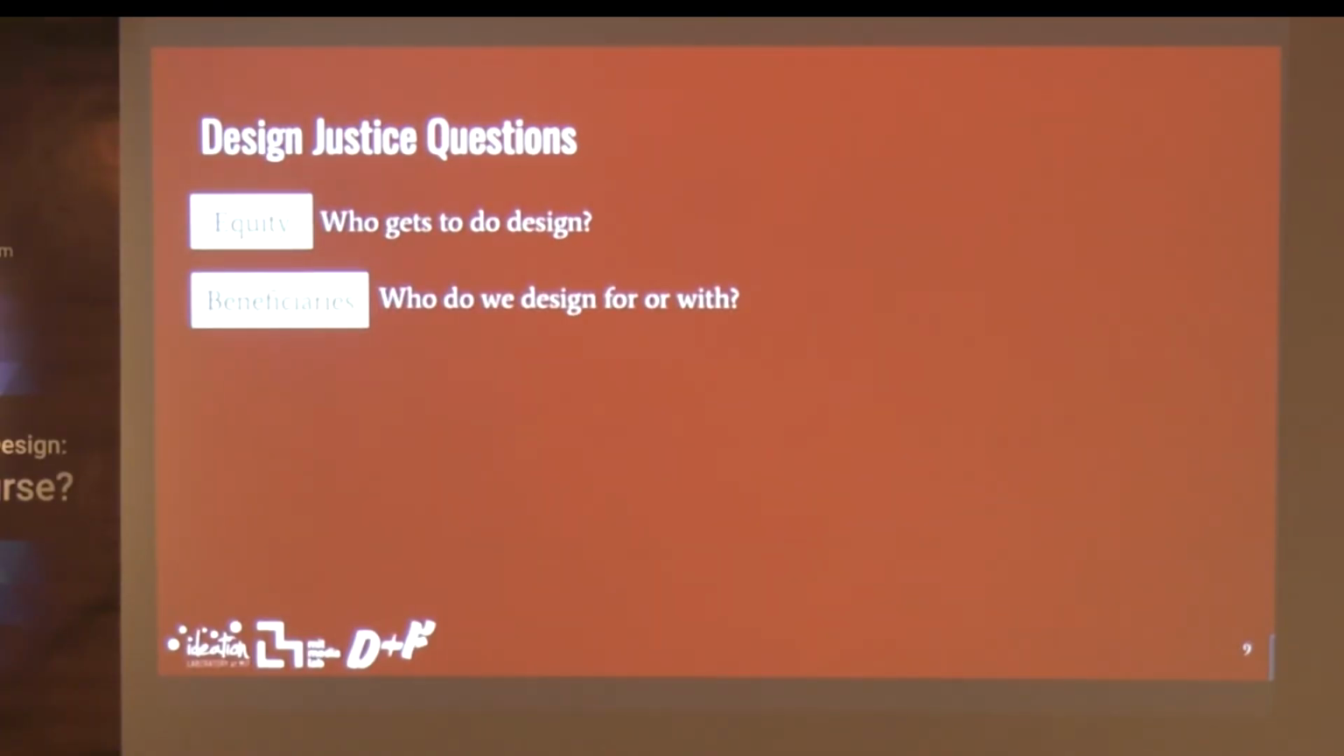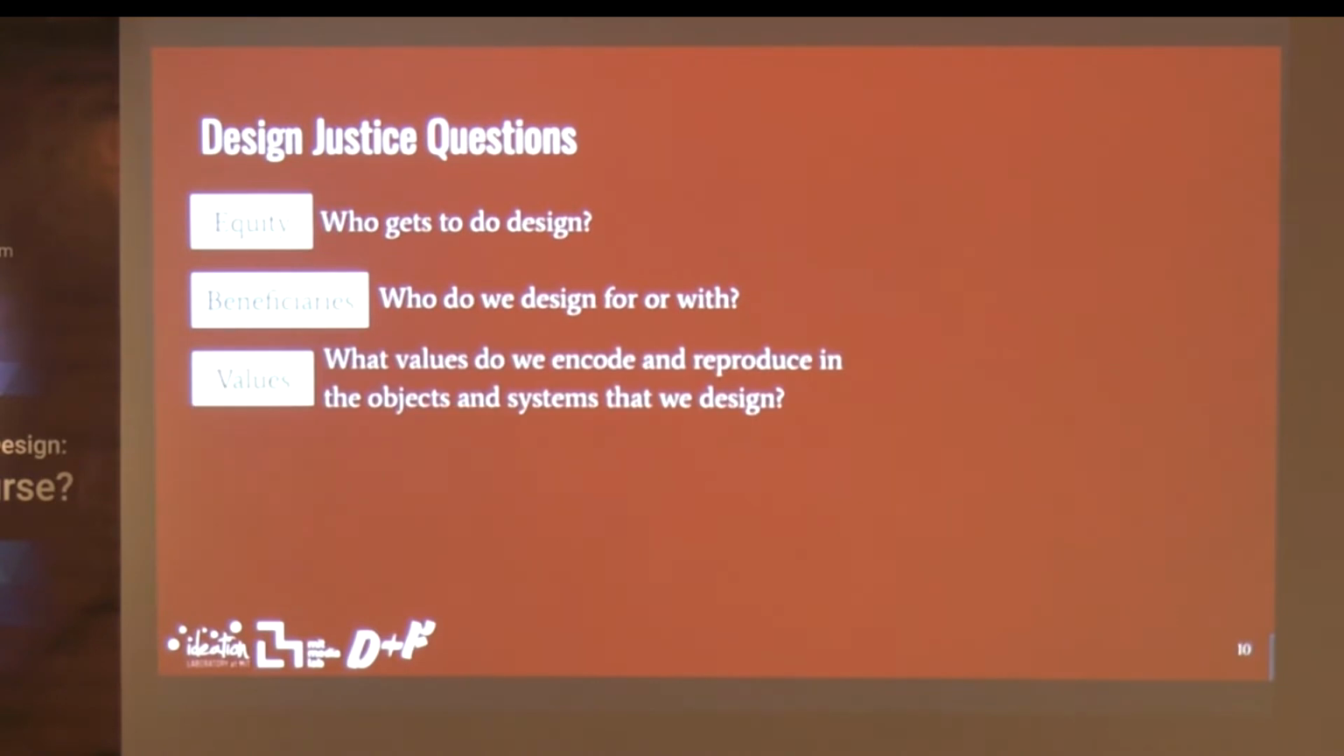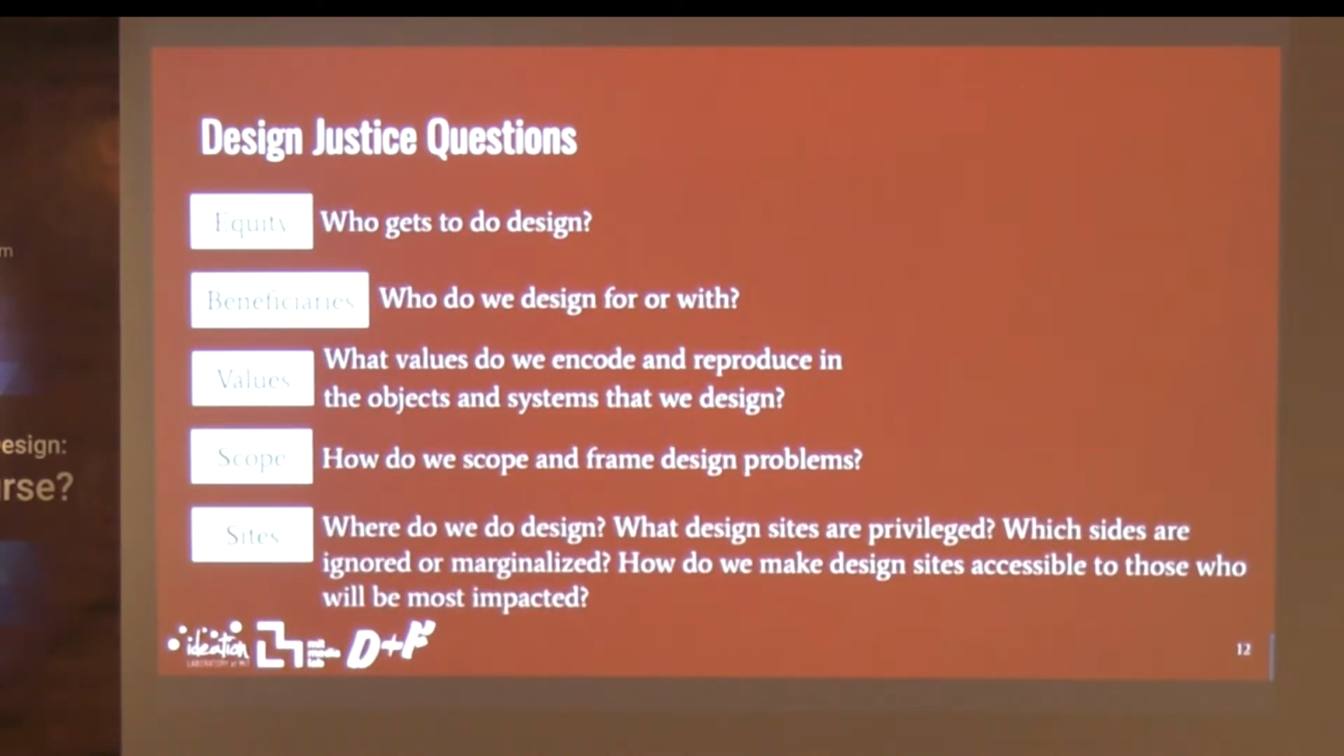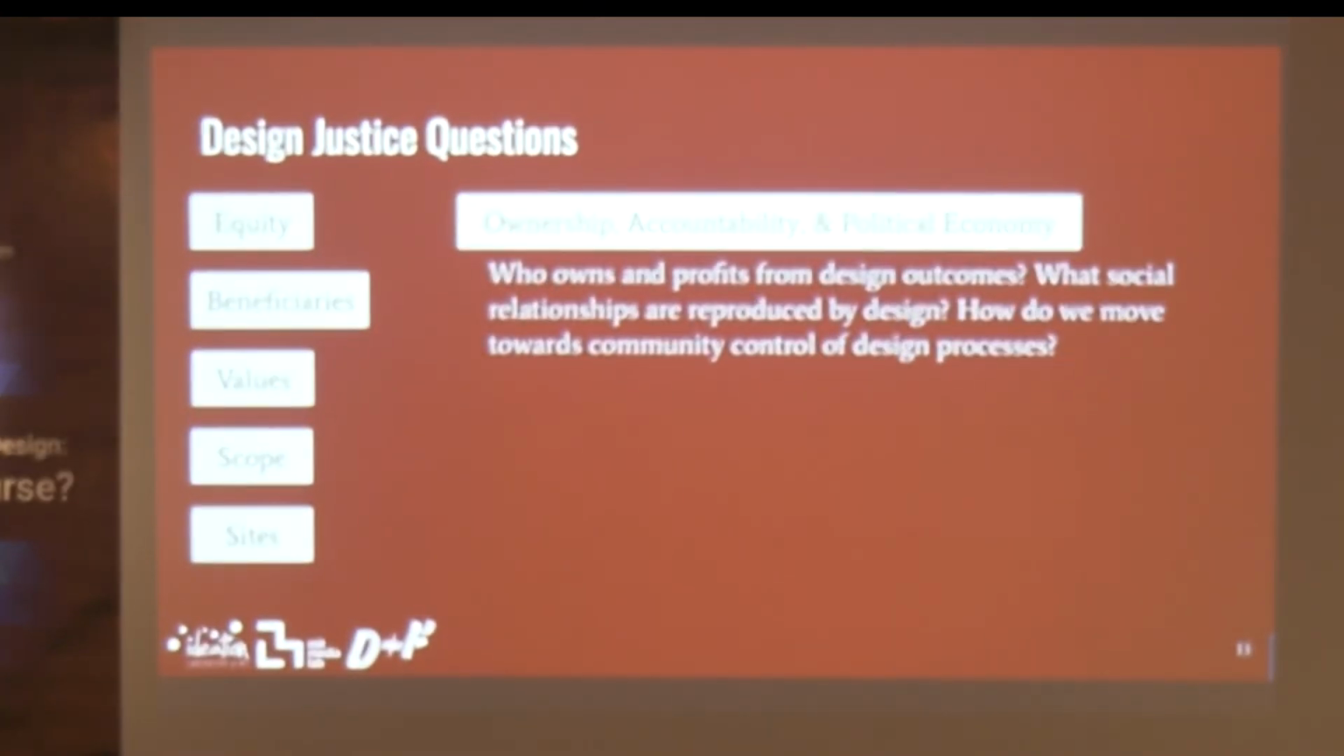Beneficiaries, which is all about who do we design for or with. Values, which is what values do we encode and reproduce in the objects and systems that we design. Scope, which is how do we scope and frame our design problems. Sites, which is about where we do design, which sites are getting privilege, which ones are being ignored. Ownership, accountability, and political economy is thinking about who owns and profits from the design outcomes, which social relationships are produced by design, and how to move more towards community control of these processes.